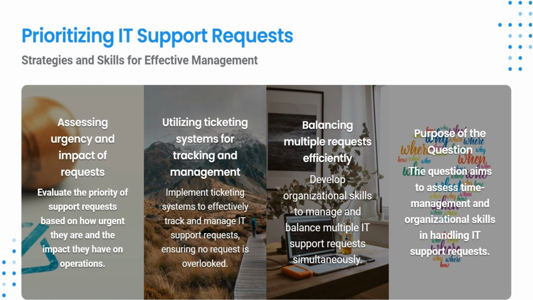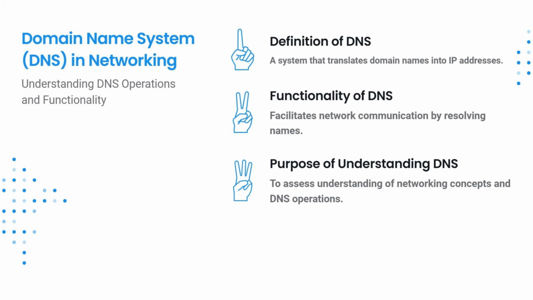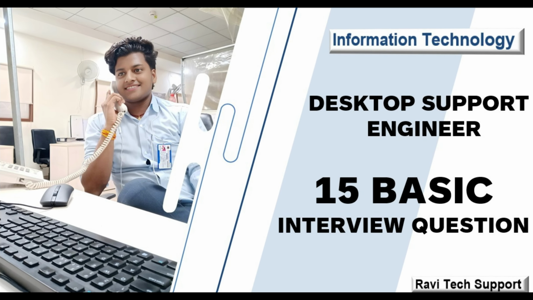14. How do you prioritize multiple support requests at once? Purpose: tests organizational and time management skills. A desktop support engineer needs to handle multiple requests and prioritize based on urgency and impact. 15. What is DNS, and how does it work in a network environment? Purpose: assesses understanding of networking, specifically the Domain Name System (DNS) and its role in resolving domain names to IP addresses for network communication. These questions test a combination of technical knowledge and problem-solving skills critical for a desktop support engineer role.